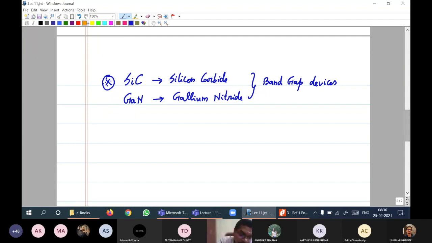The main advantage of band gap devices is that they have very good thermal stability. They are thermally very stable. I will write they are thermally very stable. That is going to be meaningful. Thermally stable.